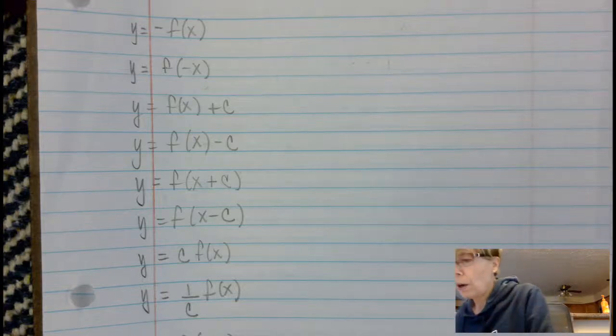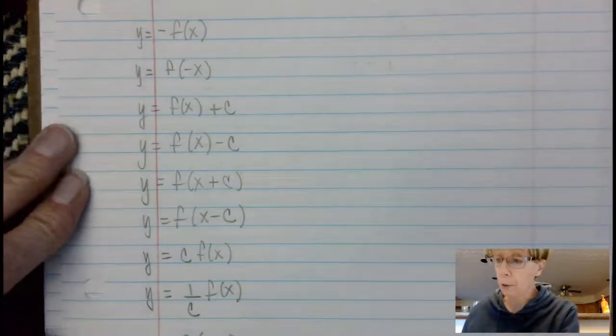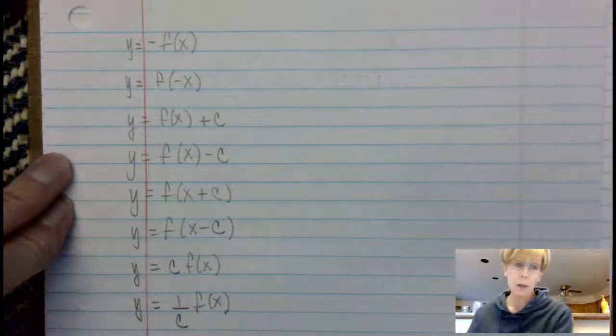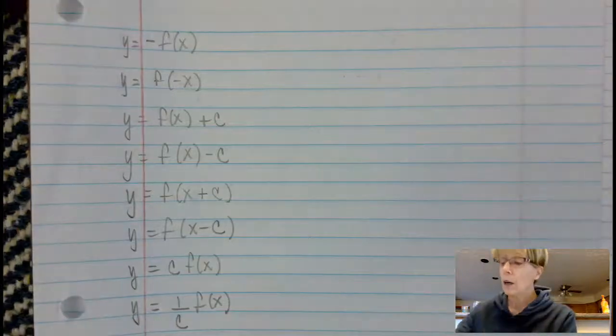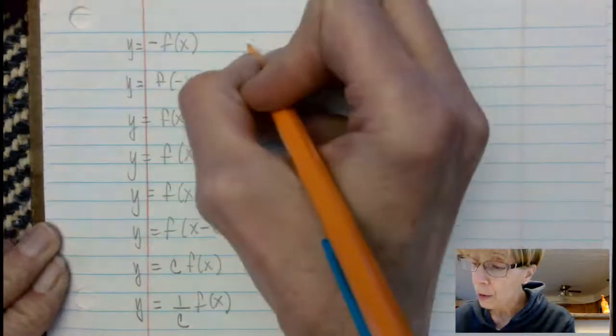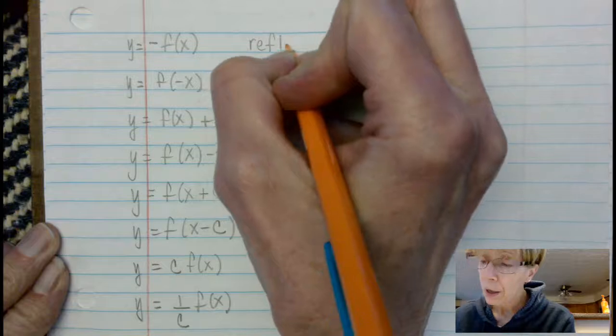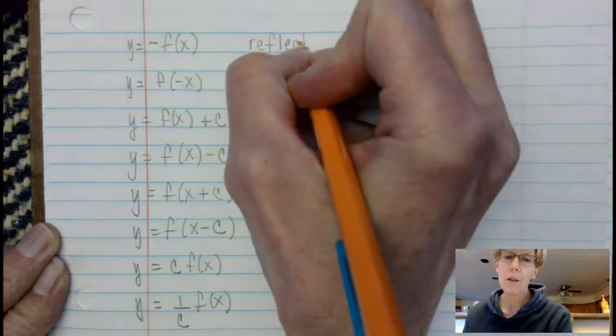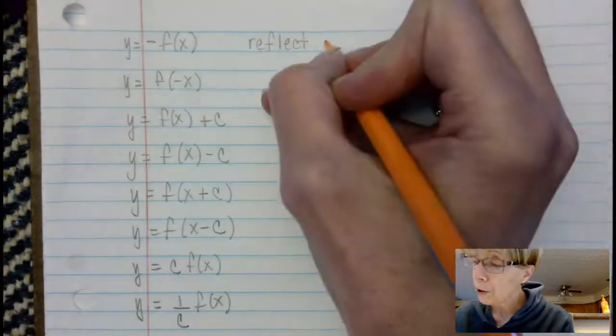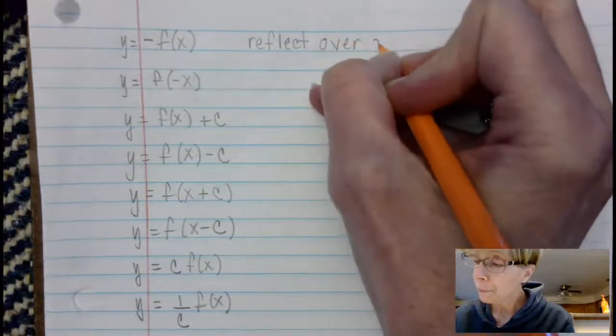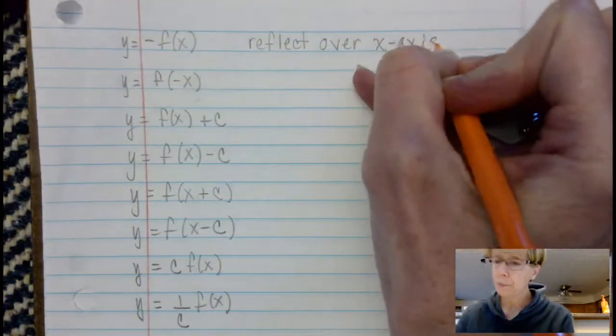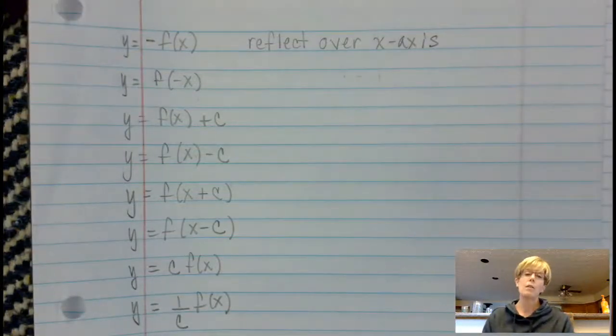function, the graph will reflect over the x-axis. So basically it takes y equals x squared and makes an upside down U-shaped curve. The way I look at this, and certainly as I do some more videos, I say that the negative is outside of the function.